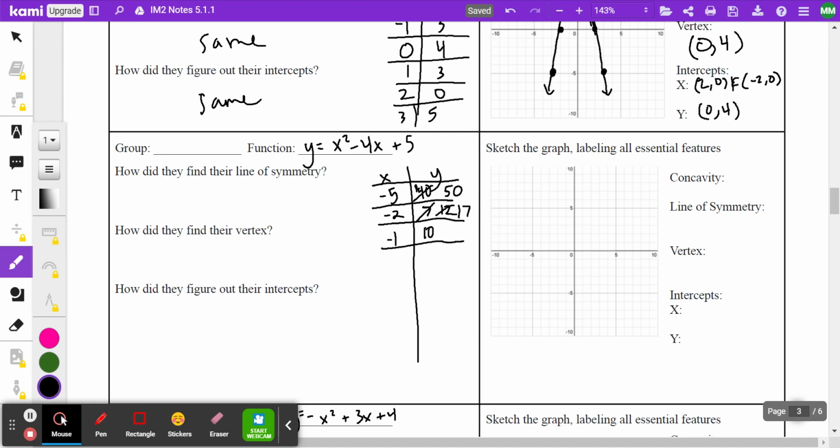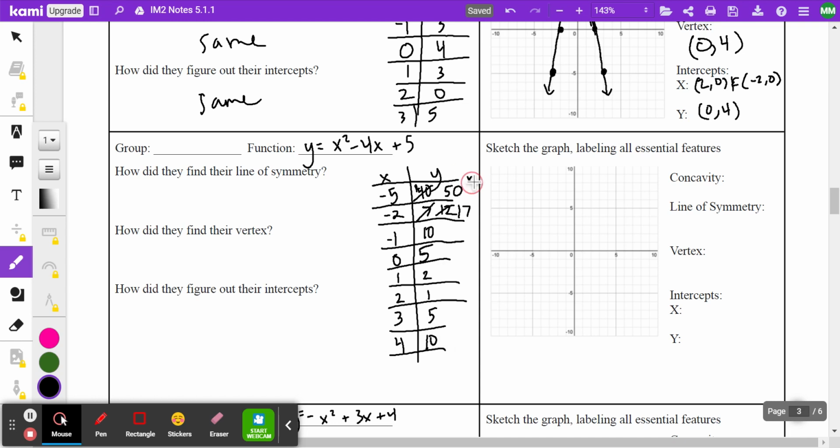No more. When x is negative 1, y is 10. When x is 0, y is positive 5. When x is 1, y is 2. When x is 2, y is 1. When x is 3, y is 2 again. And then I repeat. I go up again, so from 5 to 10, etc. Let's plot this.